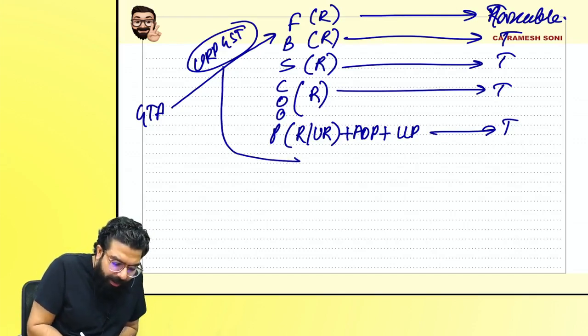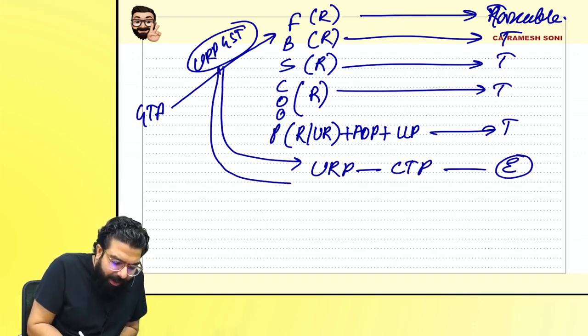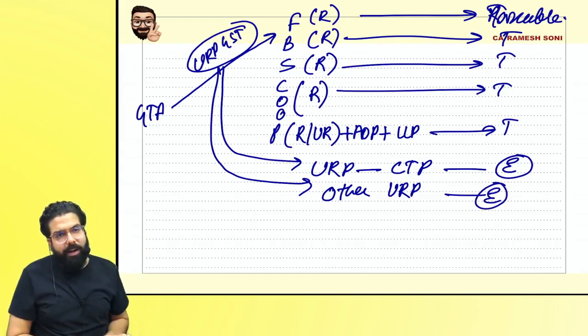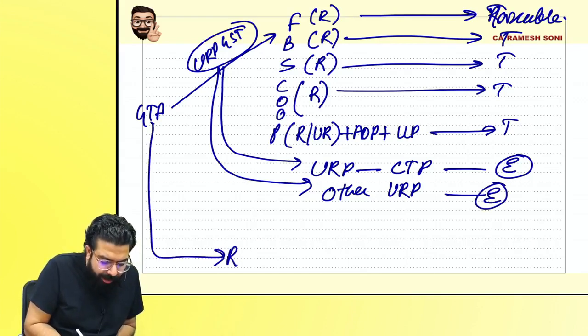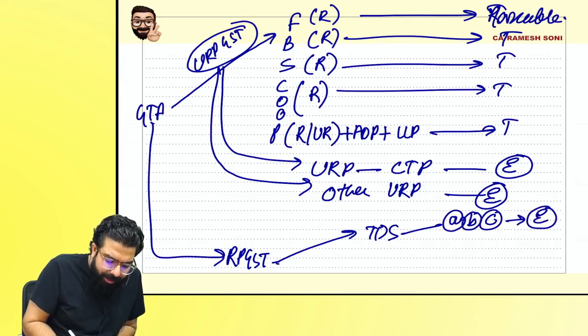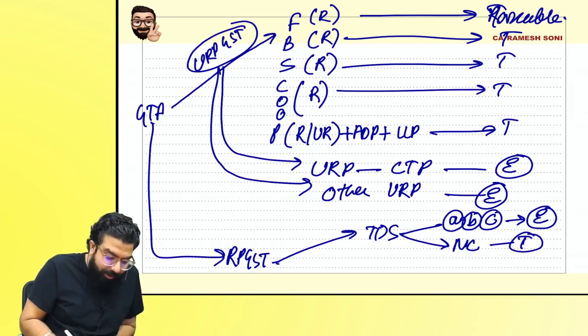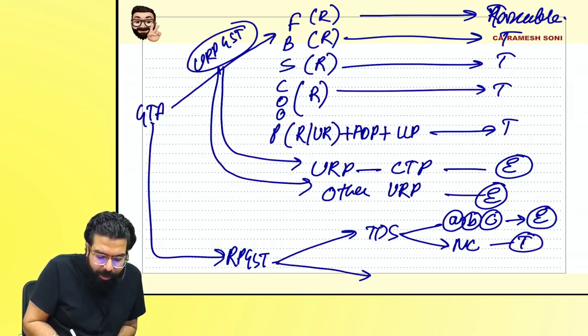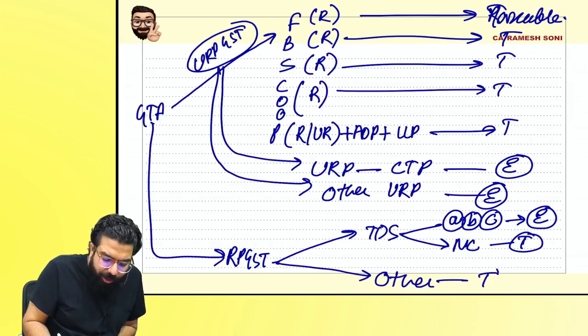Sir, here also it is taxable. If the unregistered person is a CTP, then it is exempted. If it is any other unregistered person, then also it is exempted. Now you have to remember, if the GTA is providing services to a registered person under GST, and that registered person is a TDS deductor, that is, a Department of Central Government, State Government, local authority or governmental agency, then it will be exempted. But if he is a notified category of TDS deductor, then it will always be taxable. Then if the GTA is providing to any other registered person, then also it will be taxable.